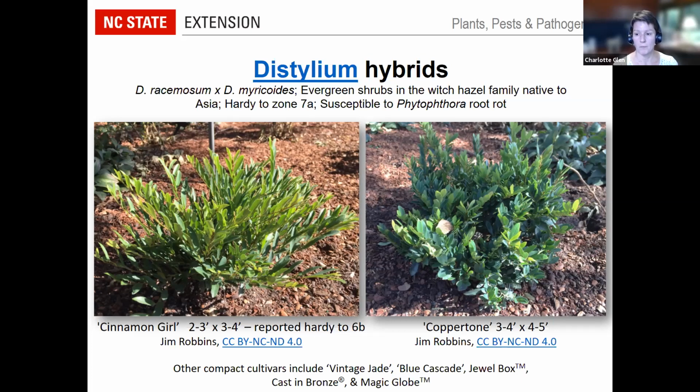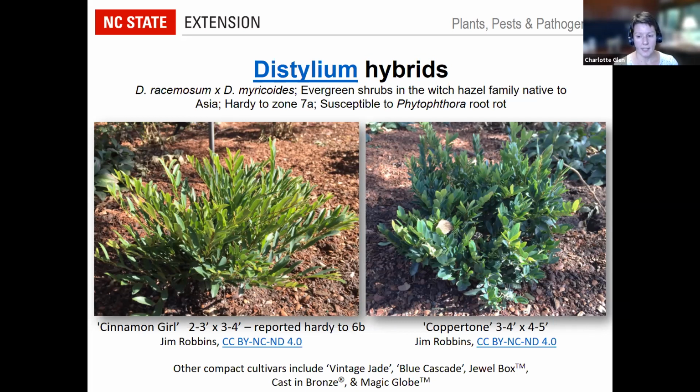But if you are just looking for something a little bit different for a small evergreen, or for some of the other issues we talked about with boxwood, an alternative, look for some of the Distiliums. I've listed some of the cultivars that are more compact, because there are some that are larger, kind of more upright, 6 to 8 feet tall. But the two that are pictured here just as young shrubs, Cinnamon Girl, which has a kind of a bronze cinnamon color to the new growth, and Copper Tone. Those are both smaller, kind of rounded shrubs.